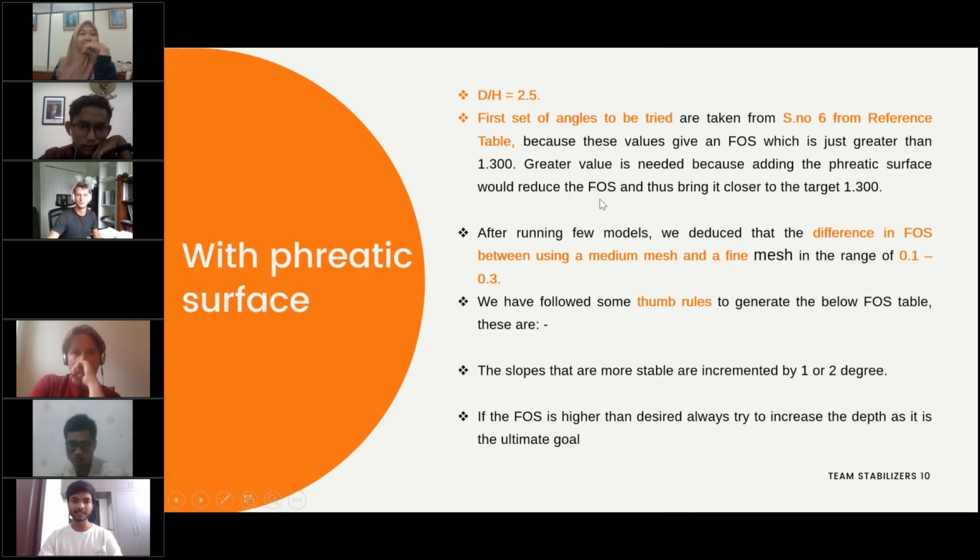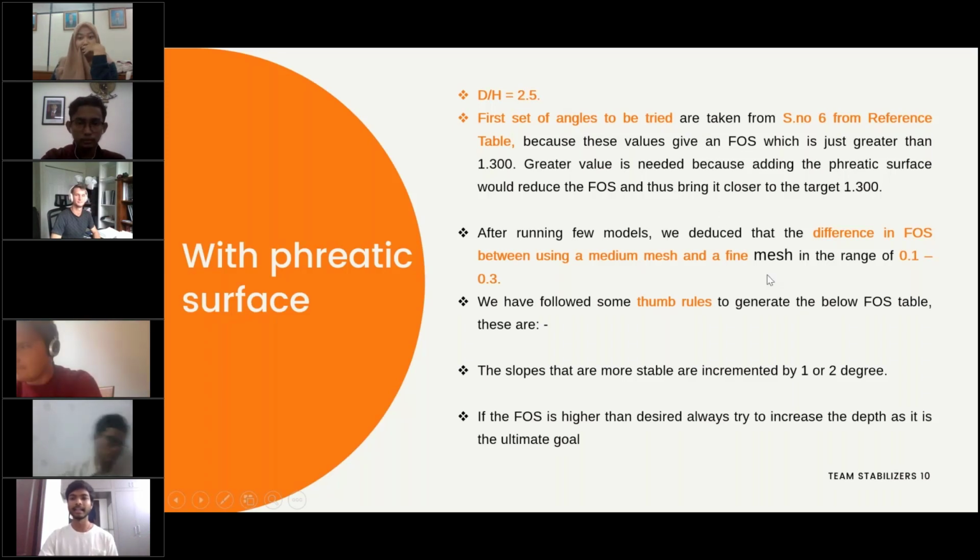Now coming to the phreatic surface, as we said, we took the D/H ratio of 2.5. The first angles that we used are from series 6 of the reference table that I showed you just now. Then we ran a few models with medium mesh and fine mesh, just to find that the difference between both comes in the range of 0.1 to 0.3. There were several thumb rules that we followed, similar to the previous case, just that here the optimization was done with a variation of 1 to 2 degrees.